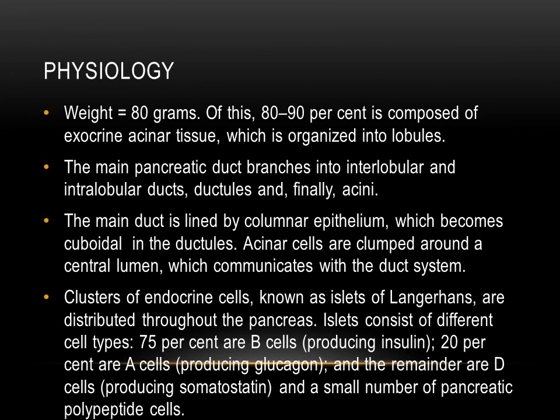It is an endocrine gland: we know it secretes insulin from beta cells, 20% secrete glucagon, and some cells can secrete somatostatin. So it is both exocrine and endocrine.